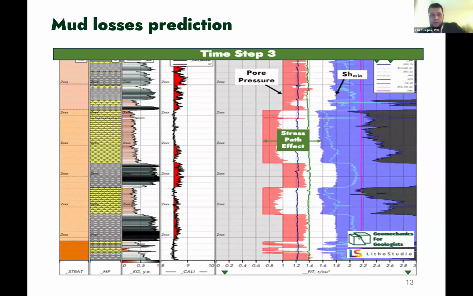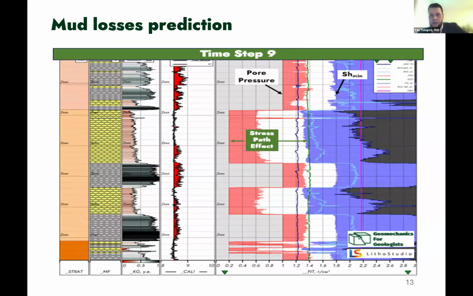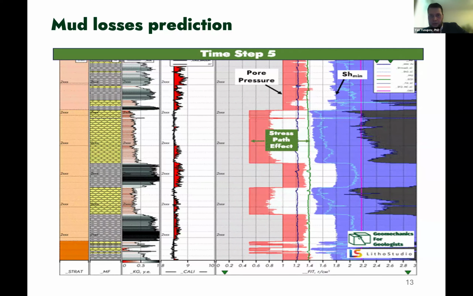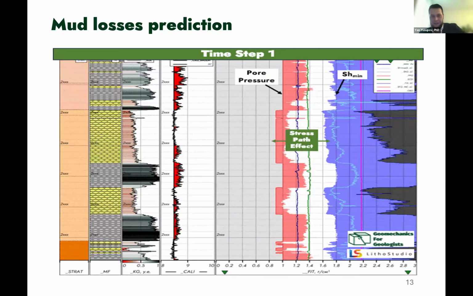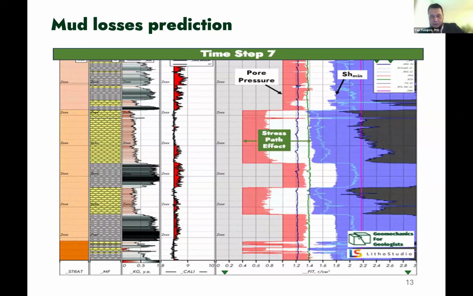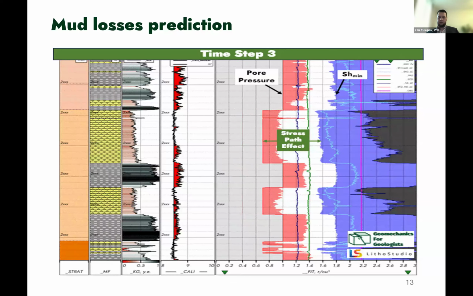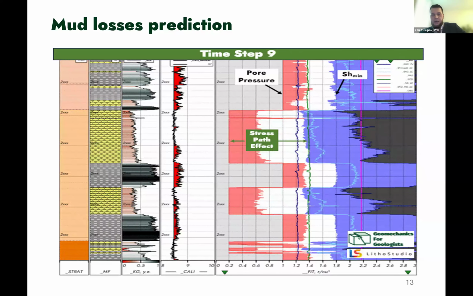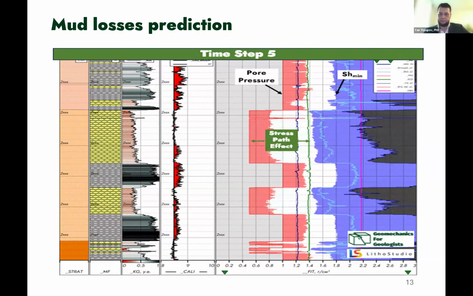For example, if we drilled a formation, not depleted, 10 years ago with a mud weight density of 1.25 grams per cubic centimeter, in 10 years we cannot drill the depleted formation with the same mud weight density, because using the same mud weight density, we will already have mud losses. So we need to decrease over time the safe mud weight window.